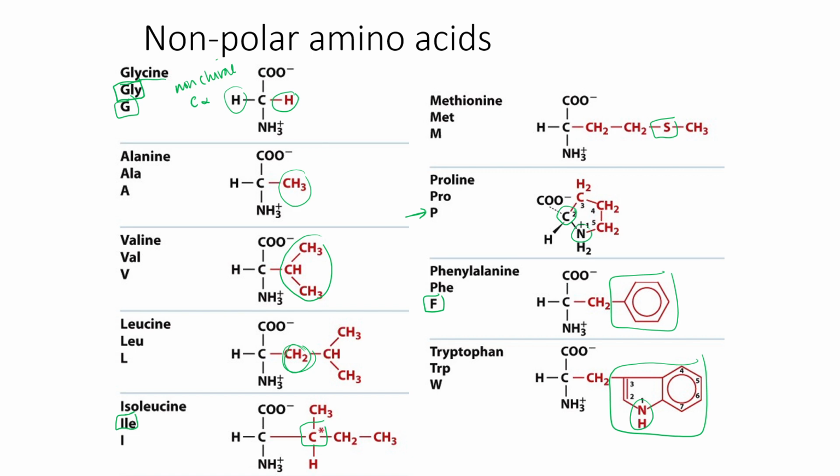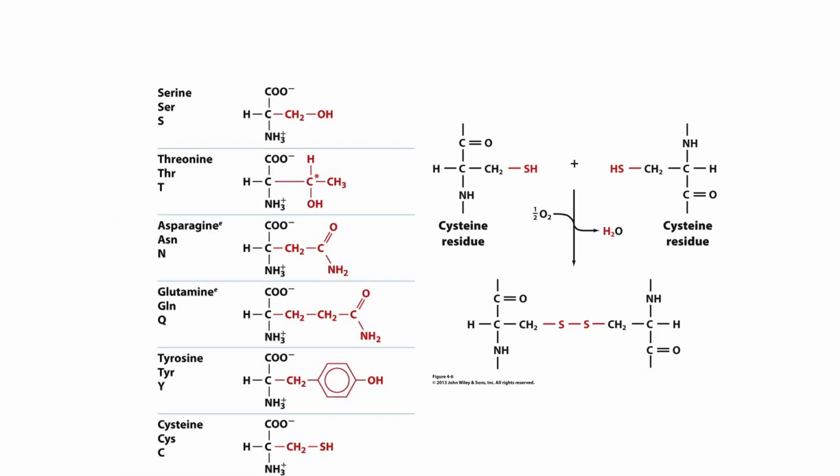And similarly for tryptophan, the 3-letter code is TRP, not TRY like you might expect. And its 1-letter code is W because another amino acid that we'll go over shortly already has the T. So keep that in mind as you're learning the names and structures of these amino acids.